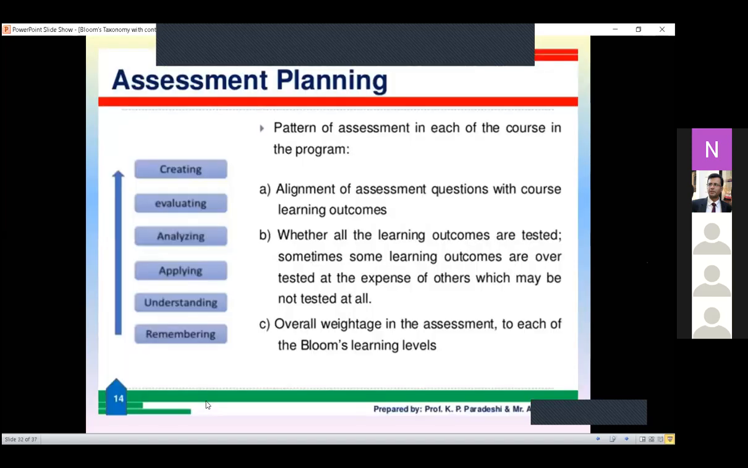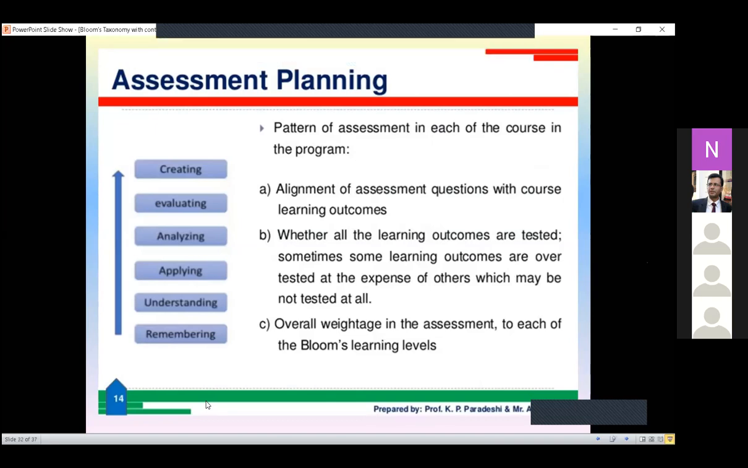Whenever we are planning for this assessment, Professor Pardesi and Shinde have given a very nice guideline. Whenever we are planning assessment questions, firstly, we should know the learning outcomes. It should be aligned with the learning outcomes. Otherwise, if we do not take care of that, those things cannot be measured, whether the outcomes are achieved or not. And these outcomes should be testable.